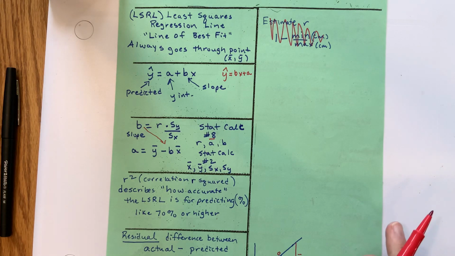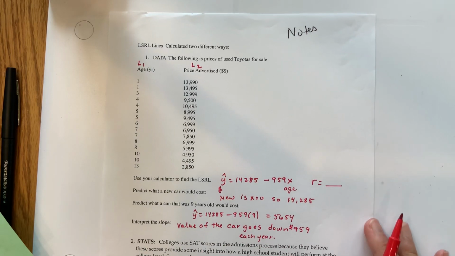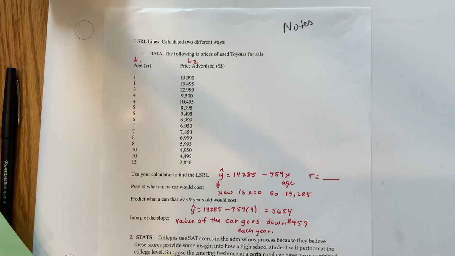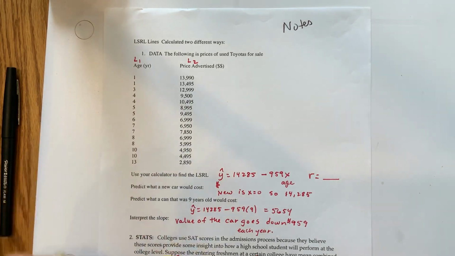So I want to show you, I think you have this in your packet, this sheet where it talks about two different ways to get the line of best fit, and that's what your homework's going to be like. You have one problem like this and one problem like the second one.